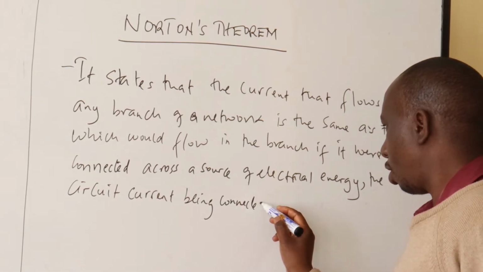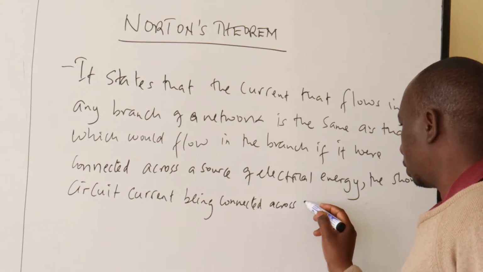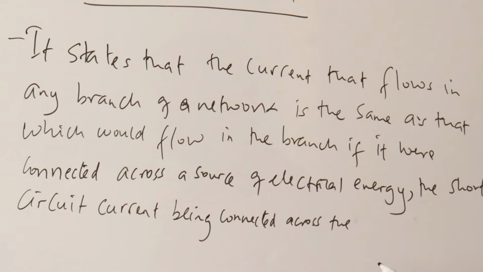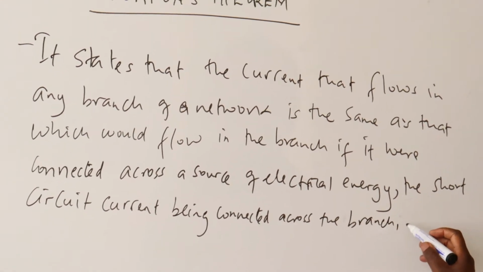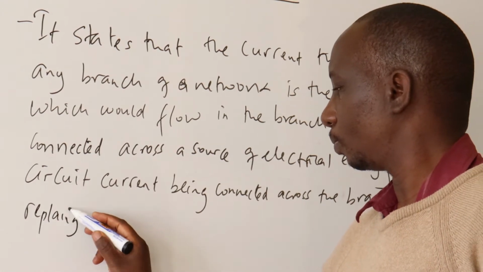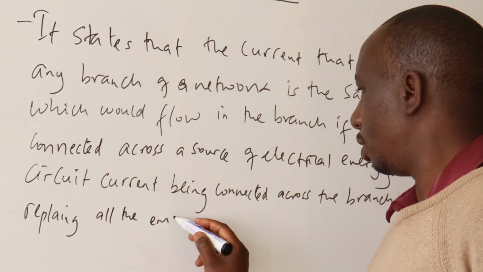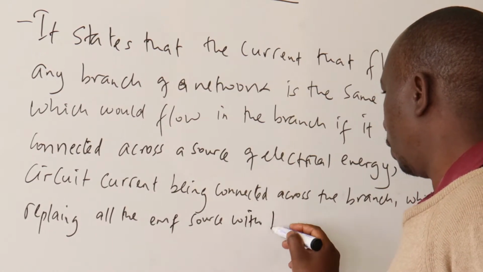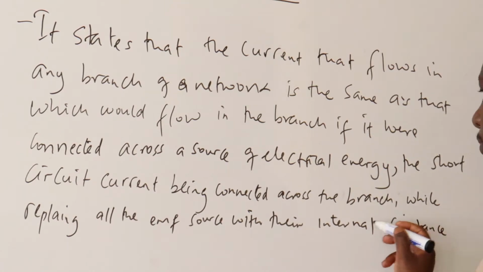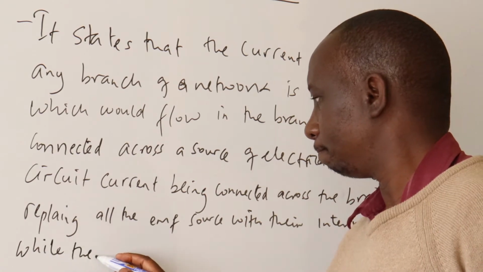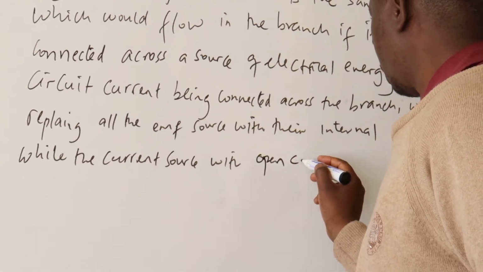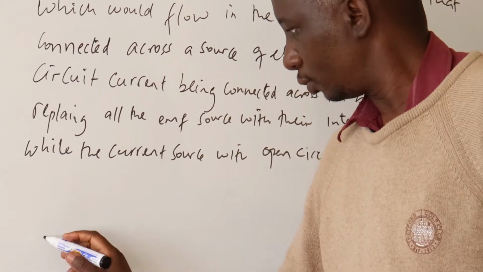The short circuit current should be connected across the branch, while replacing all the EMF sources with their internal resistance, while the current sources are replaced with open circuits.